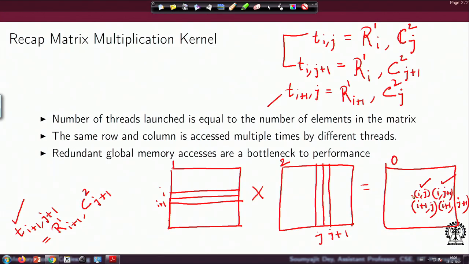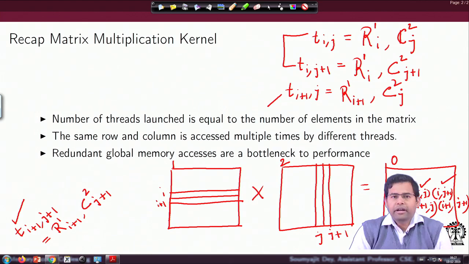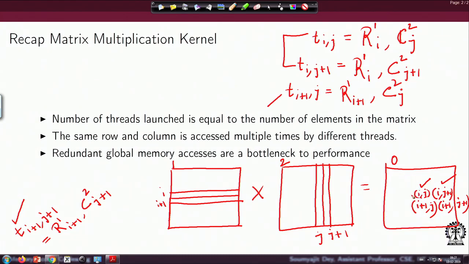It would have been much better if data brought in from the global memory would have been useful for the computation by some other thread. As you can see, each thread is bringing its own row and own column from the global memory, but if whatever thread Tij brings can also be used by the thread Tij plus 1, now that would have been much nicer, right, because both of them bringing the data of the same location multiple times does not really make sense.